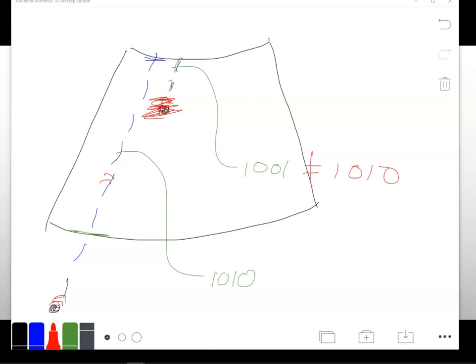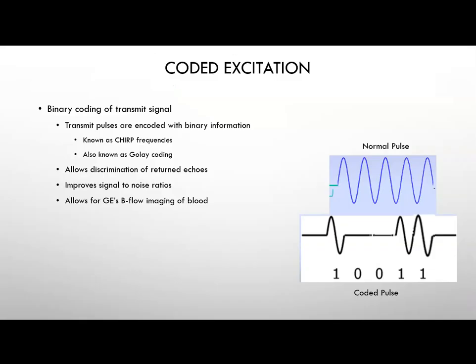transmission allows us to improve our digital signal. Excuse me, I said digital signal. What I meant was signal to noise ratio. Our signal to noise ratio is improved by utilizing this binary coded excitation. And you don't need to know about GE's B-Flow for the SPI exam, because that's a manufacturer specific setting, and so it won't show up on the exam.